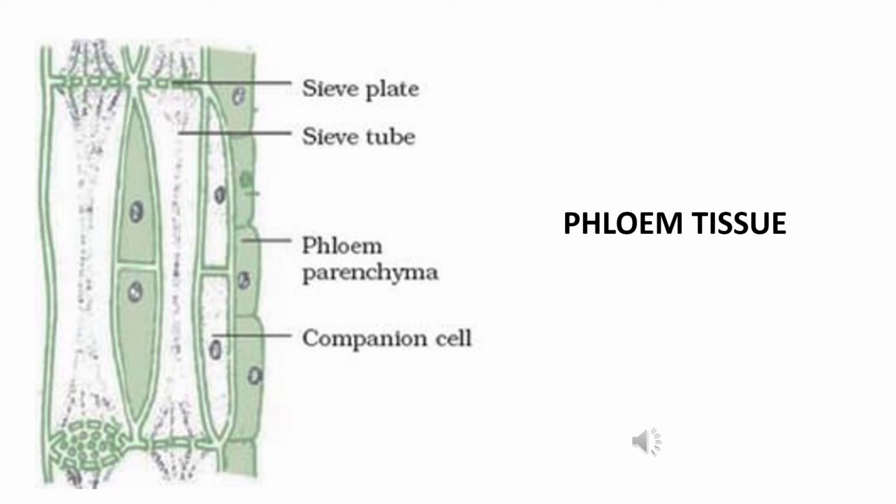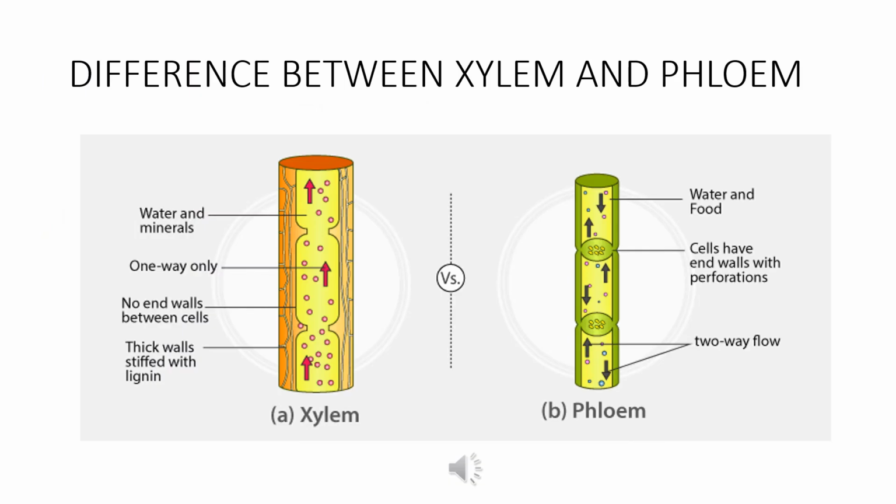Now the sieve tubes are made up of elongated cells placed end to end forming a long tube. The companion cells are the parenchyma cells adjacent to the sieve tube. And phloem parenchyma is parenchymatous tissue found associated with phloem. They are present outside the companion cell. And the phloem fibers are sclerenchymatous cells found associated with phloem. They mainly provide support.